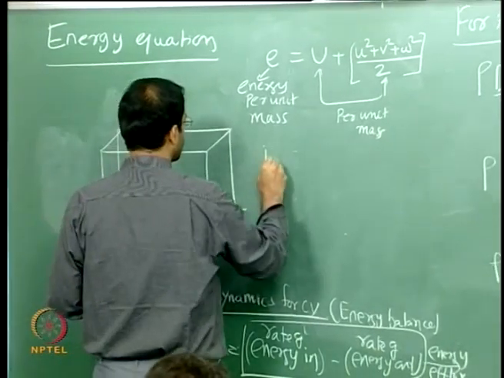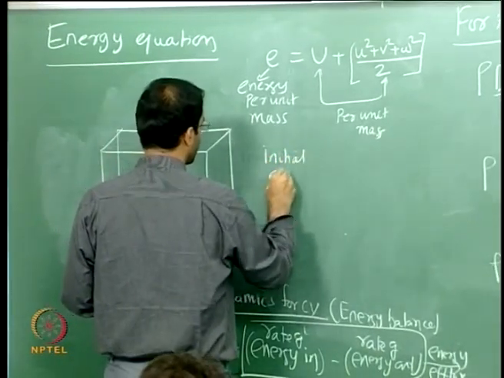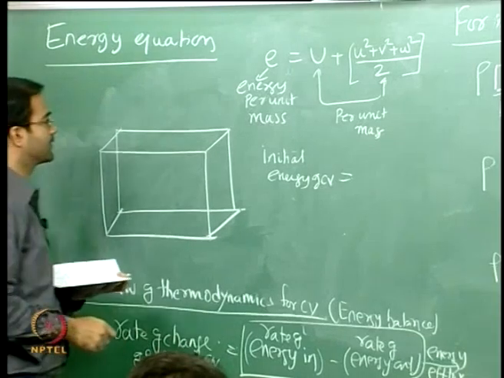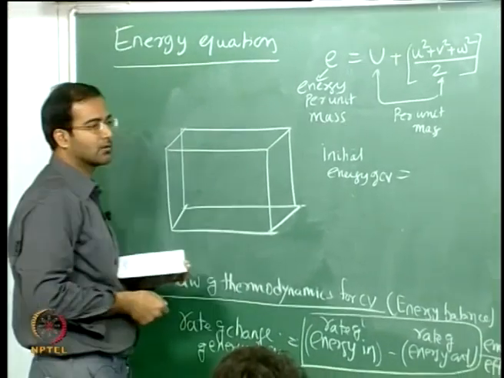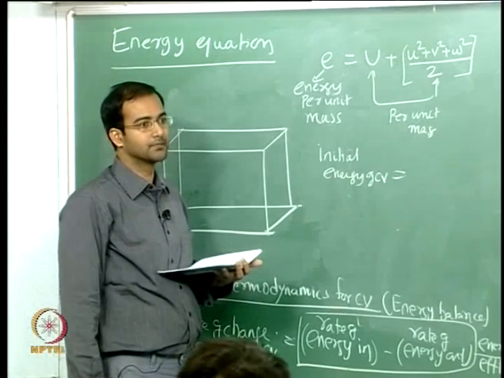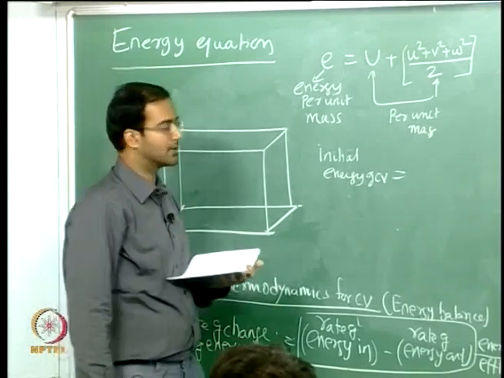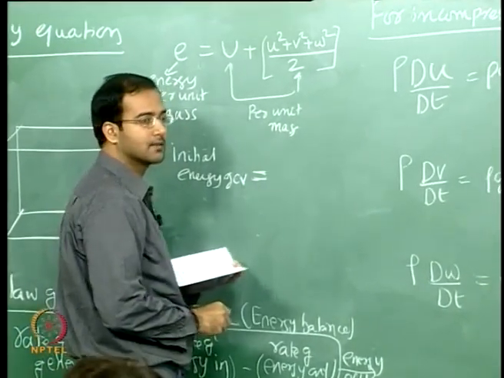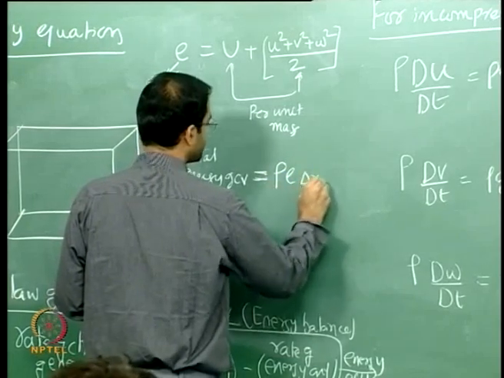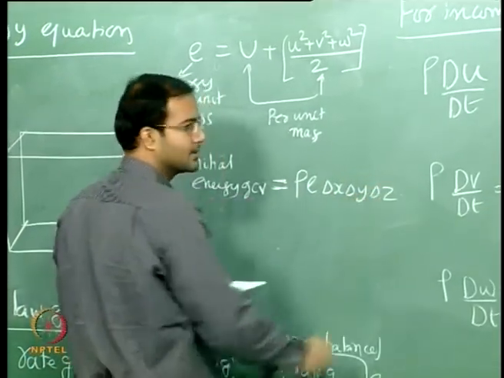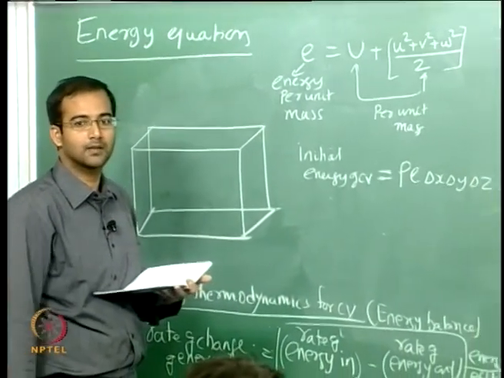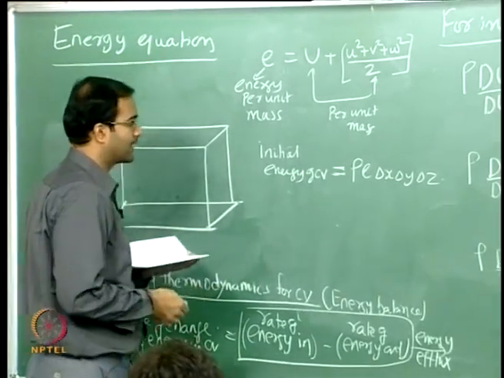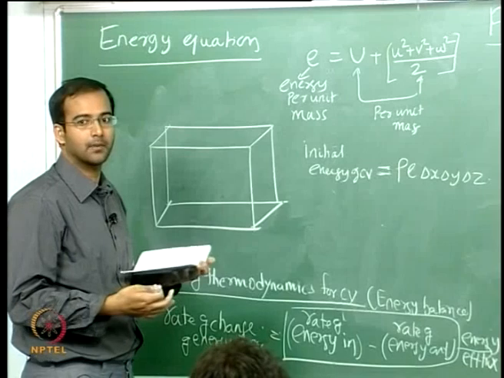So the initial energy of the control volume will be what? If I know this is the energy per unit mass for the entire control volume, what will be the energy? Into mass, so that will be density times the volume times this energy, rho E into delta x, delta y, delta z. This is going to be the energy possessed by the control volume at some starting time from which you are calculating the change in the energy after a time delta t.